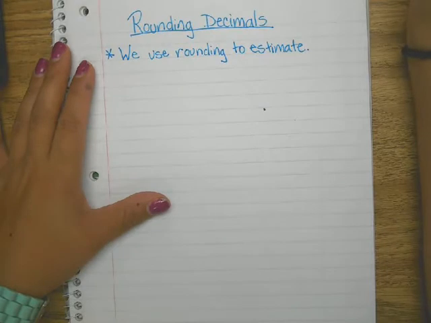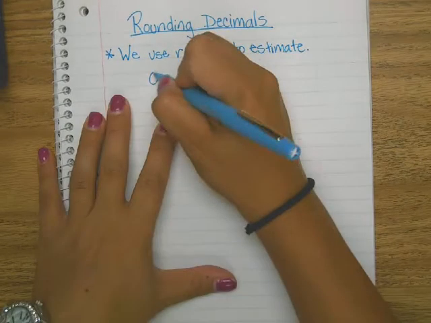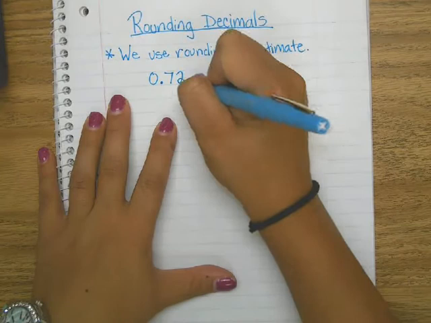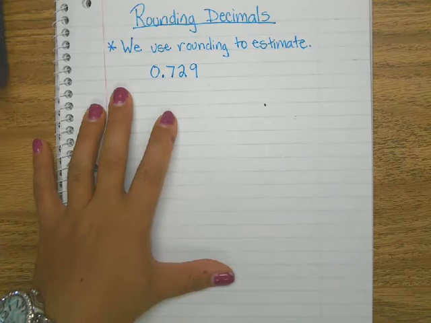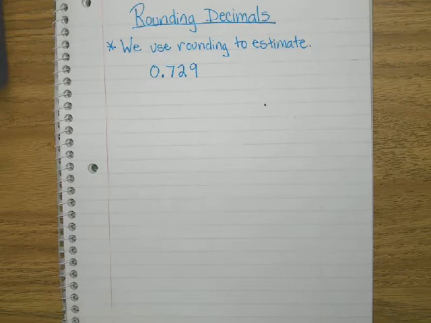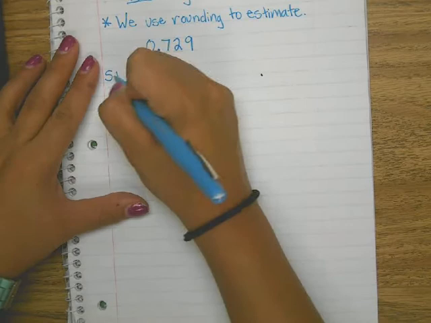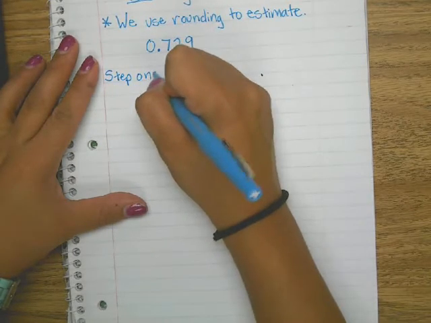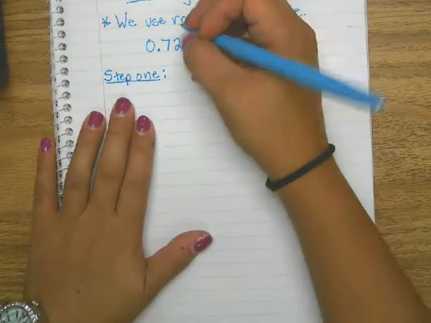Okay. So, we're going to take a look at this decimal right here. Do I have a volunteer who can read it? Hey, Kyle. 729,000. Very good. 729,000. So, we're going to round it to the hundredth place. The way we're going to do it, we're going to write step 1. First thing we're going to do is underline the place you are rounding to.